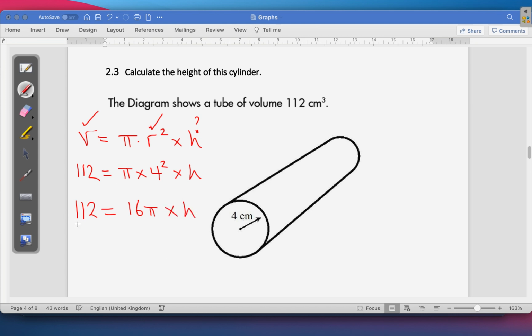Now I need to rearrange this to get h on its own, because what I want is an equation that tells me h is equal to something that I can calculate. So I need to look at what's interfering with my ability to get h on its own, and it's this 16 pi here. To get rid of a 16 pi on this side, I need to do the opposite, the inverse operation. So if we have a 16 pi times, we need to divide by 16 pi. Because it's an equation, we need to do the same on both sides.